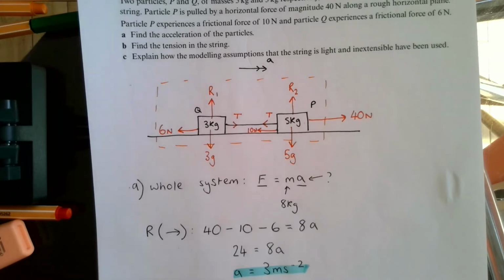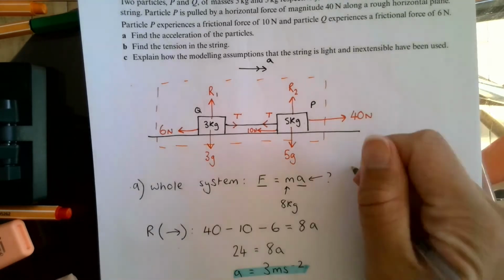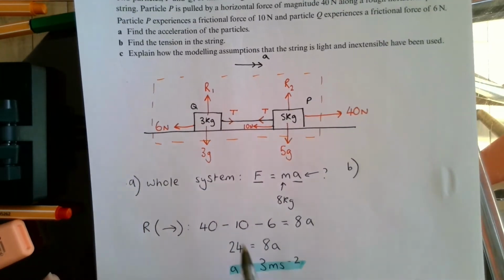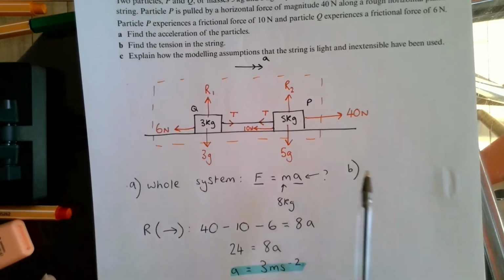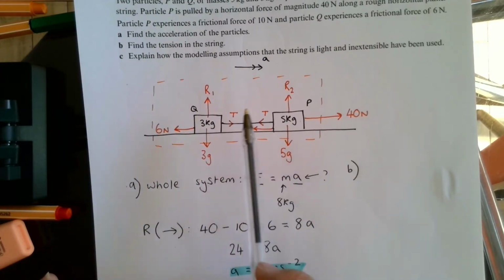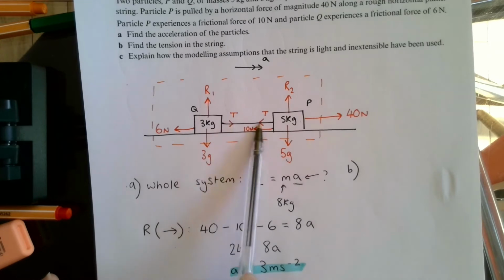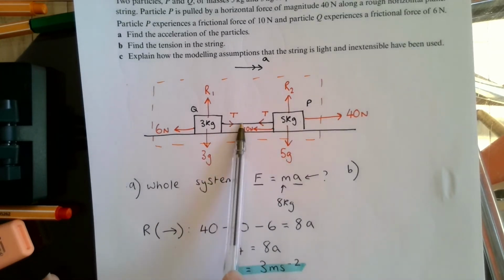Then part B, let's see, where should I do this? I'm going to try and squeeze part B up here for now. Part B said find the tension in the string. Now, I can't look at the whole system anymore because we just said that in the whole system, these tensions don't really come into play because they cancel each other out, so I won't be able to resolve.